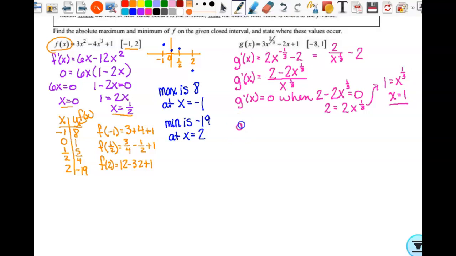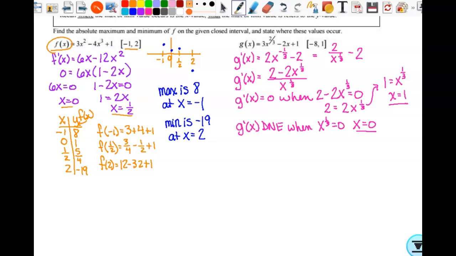Then g prime of x does not exist when x to the 1/3 equals 0, so that means x equals 0. So those are my critical points. I have a critical point on this function at 0 and at 1. Everybody okay with all that so far?